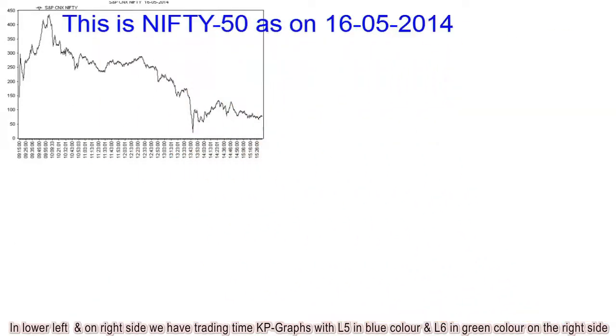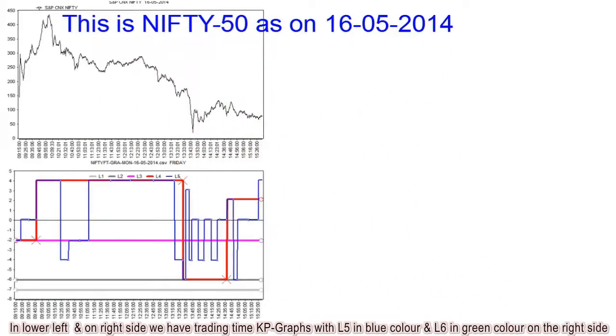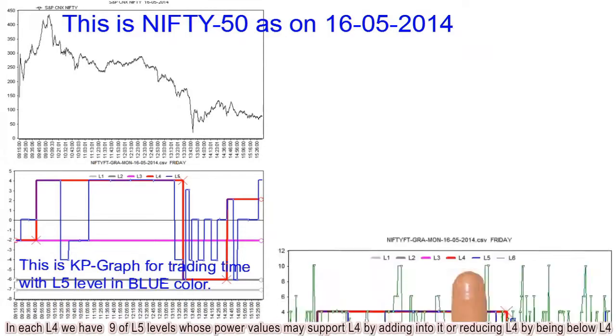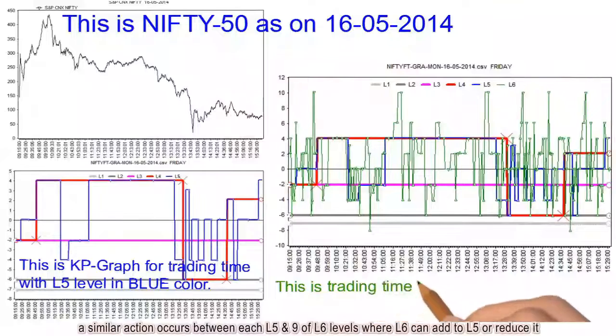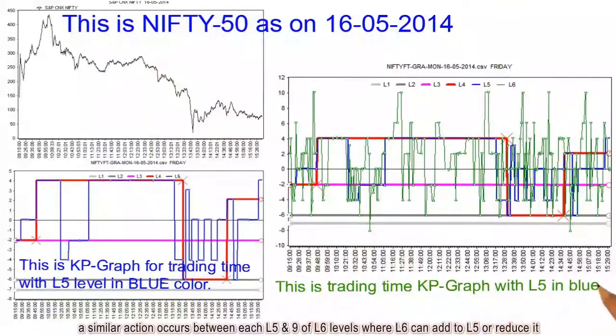The top left has a Nifty 50 index graph as explained earlier. In the lower left and on the right side we have trading time KP graphs with L5 level in blue color and L6 in green color on the right side. In each L4 we have 9 of L5 levels whose power values may support L4 by adding into it or reducing L4 by being below L4. A similar action occurs between each L5 and 9 of L6 levels where L6 can add to L5 or reduce it.